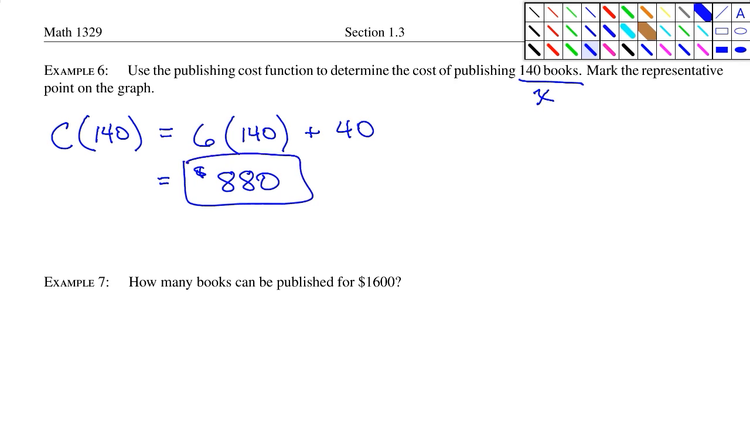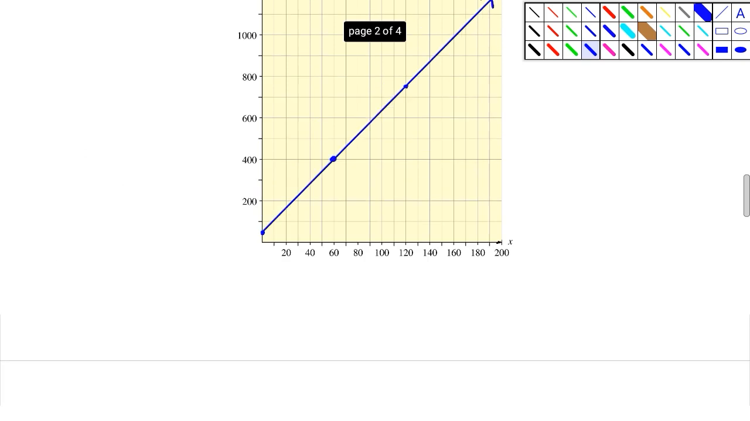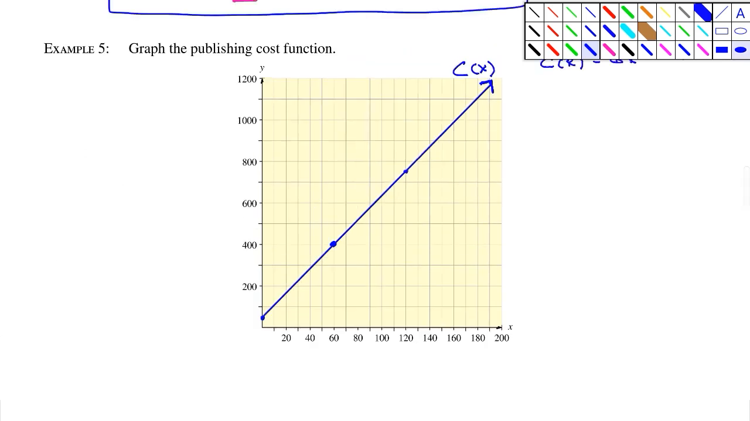Now the point that gets created from this uses the x, which is 140, and the y, which is 880. And now go back to the other page and mark that point on the graph. So 140 and 880 is right there. And we'll label it 140, 880.